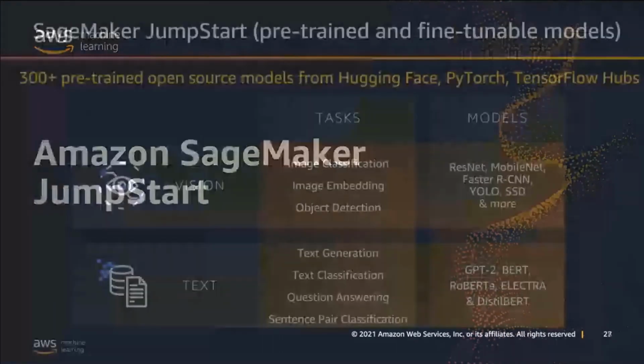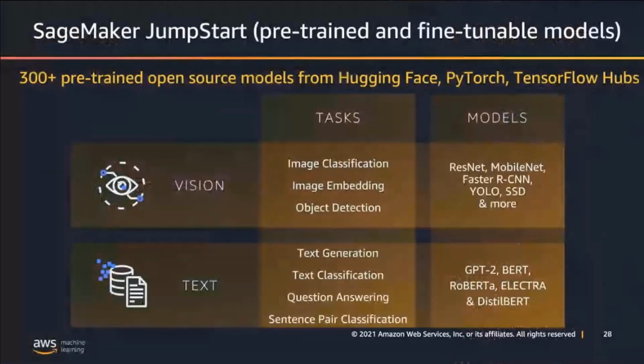So think of SageMaker JumpStart as a model zoo of some of the best models you can find out there for computer vision and natural language processing. It includes more than 300 pre-trained open source models from hubs like PyTorch, TensorFlow, Hugging Face, and allows you to fulfill tasks like image classification, image embedding, object detection for computer vision, and text generation, text classification, question answering, and sentence pair classification for natural language processing.